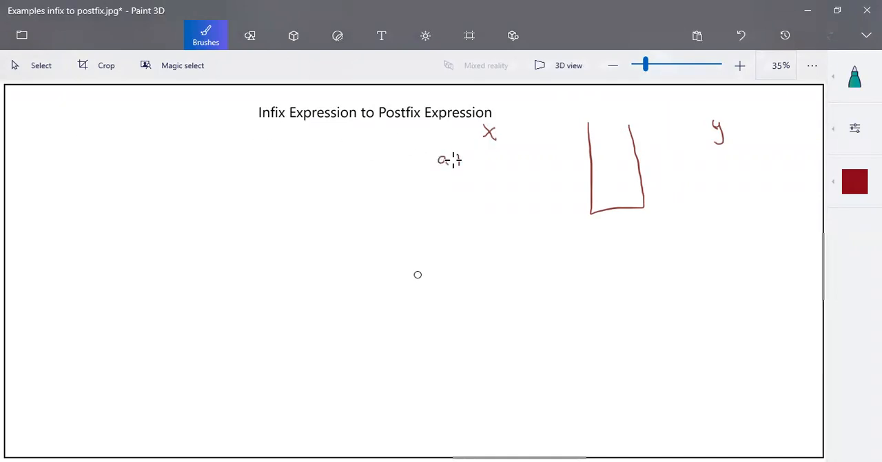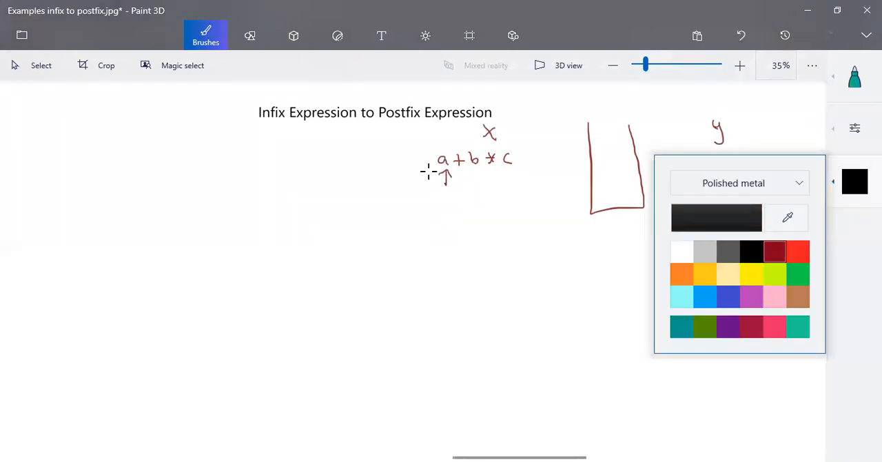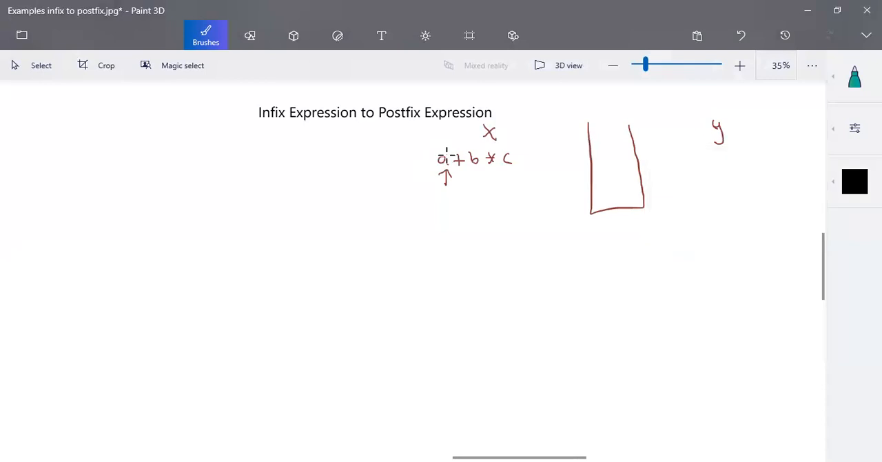When you write it as a plus b star c, you're going to scan the input, your infix expression, from left to right. And we have to scan one element at a time, might be one variable at a time. So first, this element might be either an operand or an operator. So we have to know what happens if an operand comes or what happens if an operator comes.